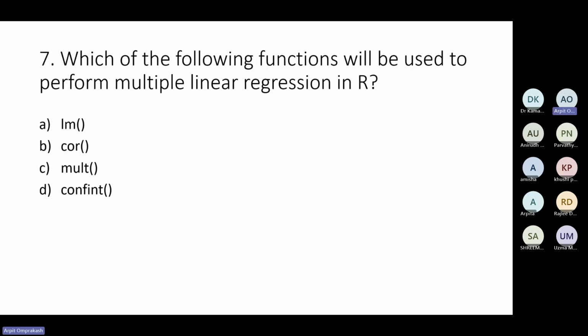The next question is, which of the following functions is used to perform multiple linear regression in R? So cor basically gives you the correlation. Mult is basically for some other thing. Confint basically gives you the confidence interval. And lm is basically what we use to perform regression, both single and multiple. So the answer here will be A, lm. Does anyone have any doubts? Great. Okay.